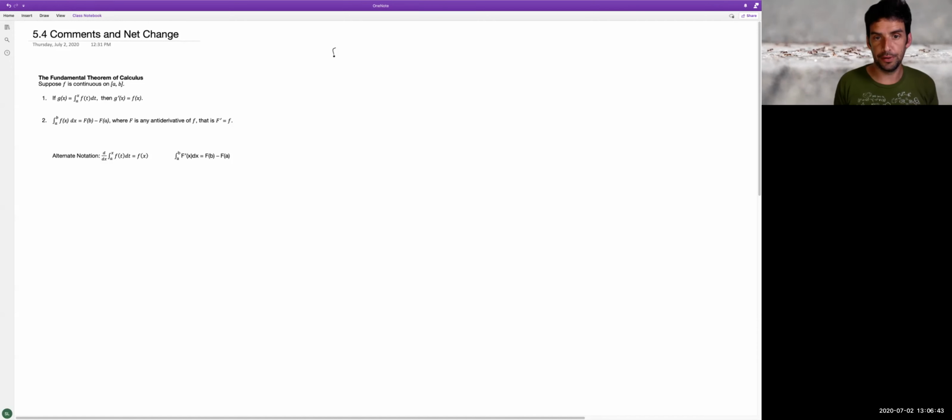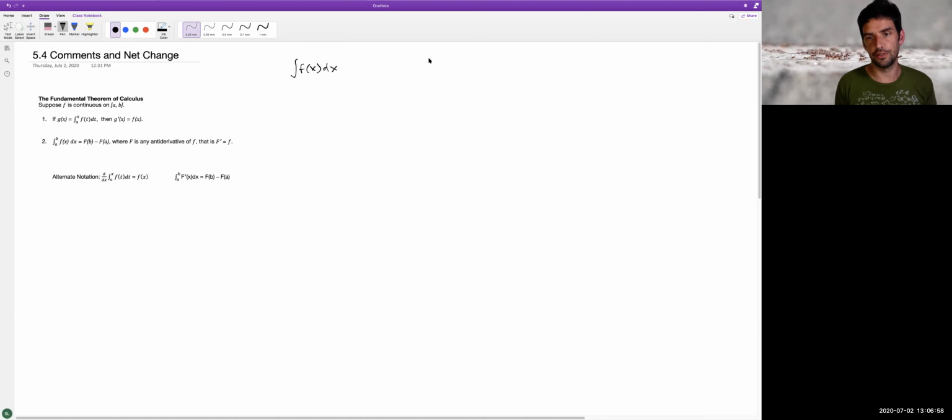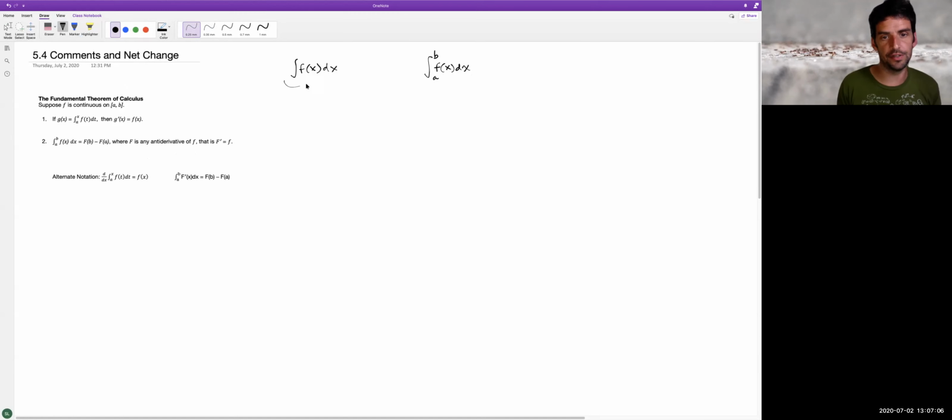But I want to make really clear that when I write something like this, oops, I don't like how that one looks. Let's try that again. When I write this symbol or a collection of symbols versus writing this symbol or a collection of symbols, these are two very different things, even though they look very similar.